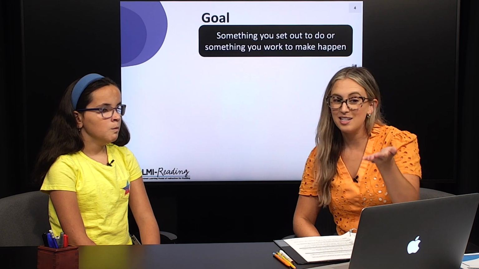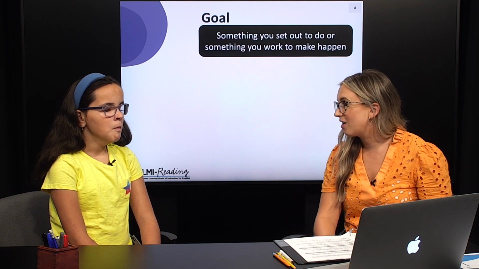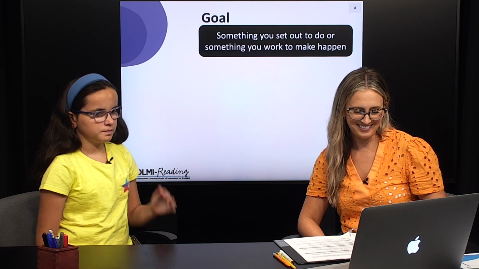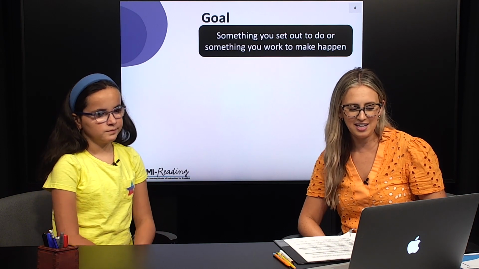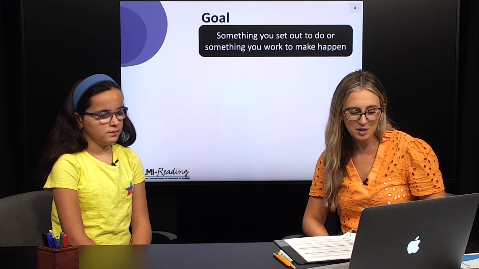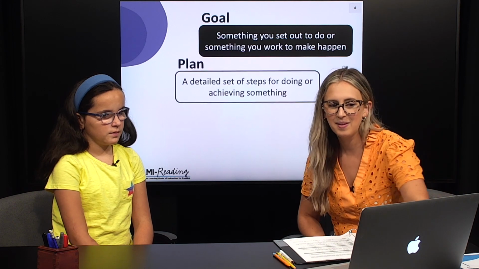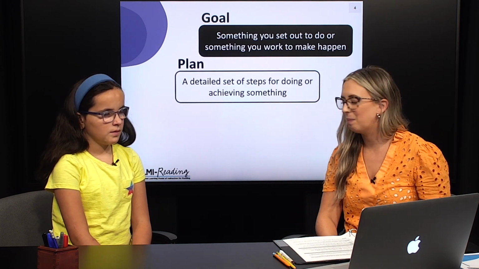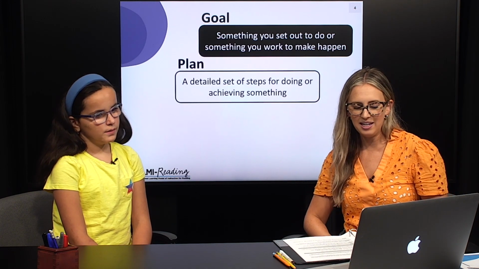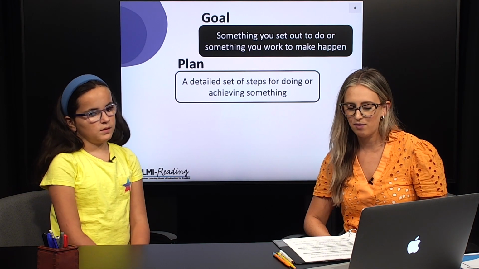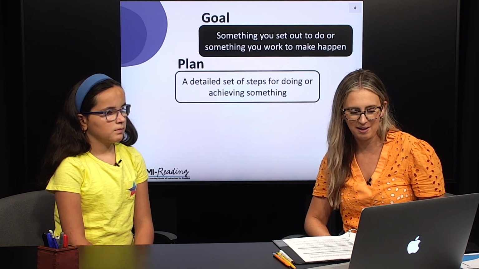There are 3 words that I want to talk about. These are important words to know when creating an action plan. The first word is goal. We talked a lot about goals already. A goal is something you set out to do or something you work to make happen. Next, we have plan. A plan is a detailed set of steps for doing or achieving something.